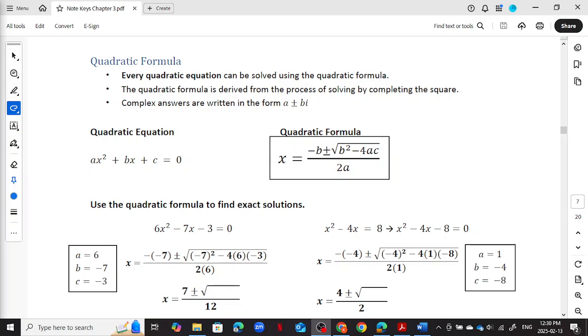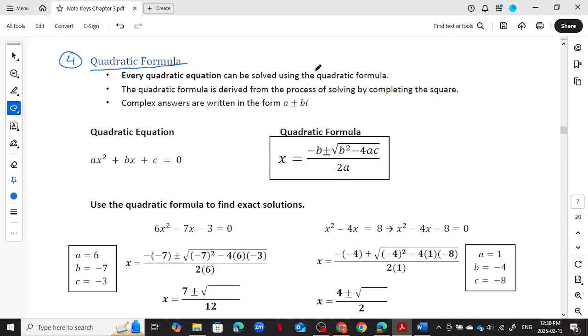All right, we're finally on the last method. This is the last method of solving a quadratic equation or finding the zeros of a quadratic function, and that is the quadratic formula. Every quadratic equation can be solved using the quadratic formula.